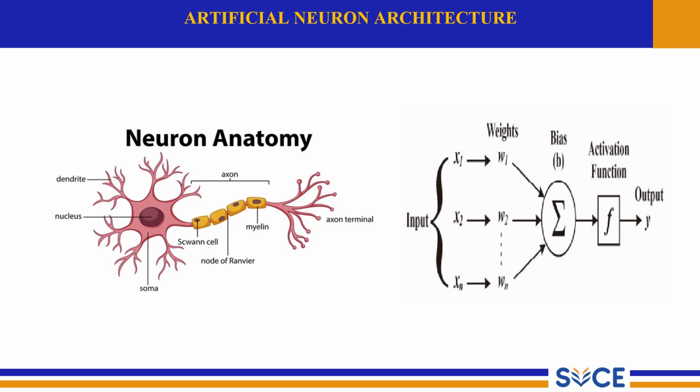This Z is passed through an activation function f, which determines the final output Y. This function introduces non-linearity, allowing the neuron to model complex relationships. So this diagram visually connects the biological neuron structure and function with its mathematical and computational counterpart in an artificial neural network.